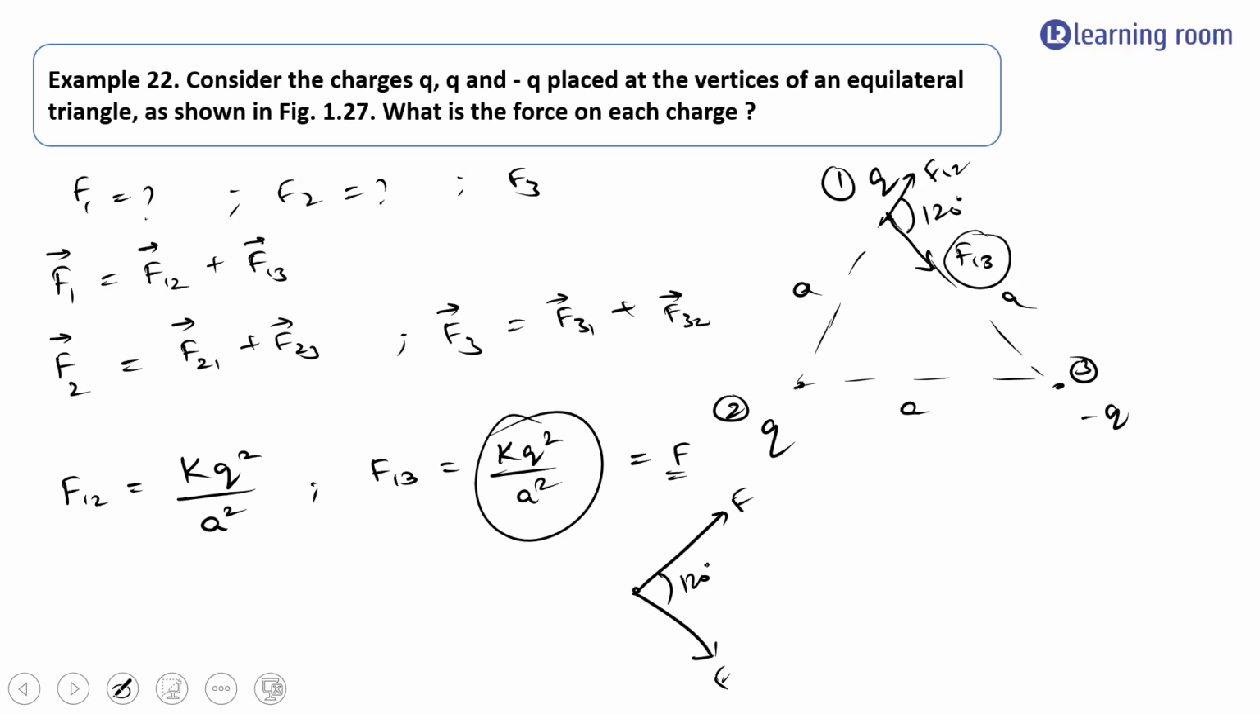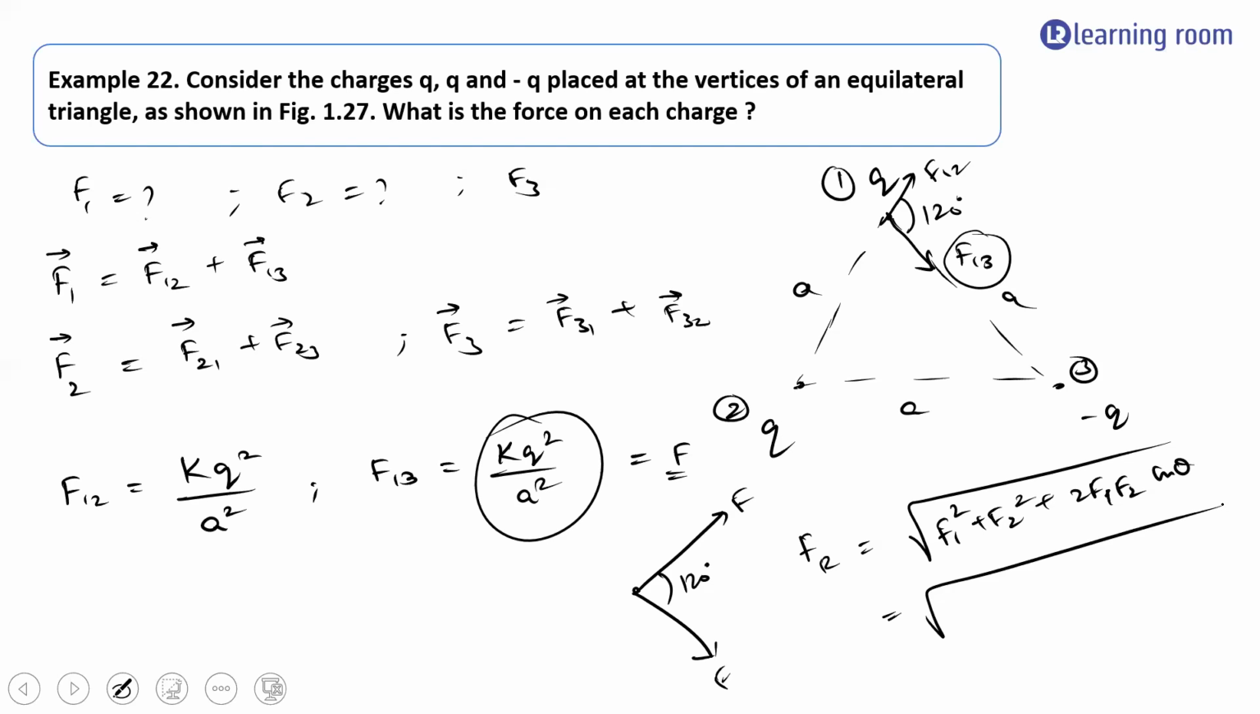It is going to be an angular bisector. How am I going to find the resultant using the parallelogram law of vectors? Root of A square plus B square plus 2AB cos, that is, root of F1 square plus F2 square plus 2 F1 F2 cos. Very good. So root of F square plus F square plus 2F square cos of how much?